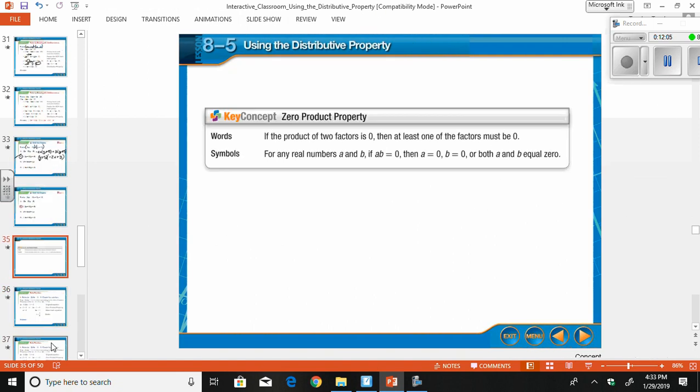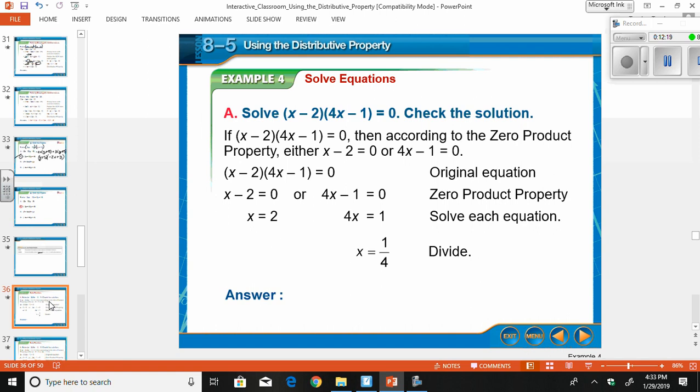So zero product property: if the product of two factors is 0, then at least one of the factors has to be 0. So in other words, if a times b is 0, one of them has to be 0. So solving x minus 2 times 4x minus 1 equals 0. So you check the solution. This is the meat of Algebra 1. Learning to do this is everything, because this goes into your physics, your chemistry, your Algebra 2, your geometry, solving for your 0 here. Because once you have it factored, it's so easy.